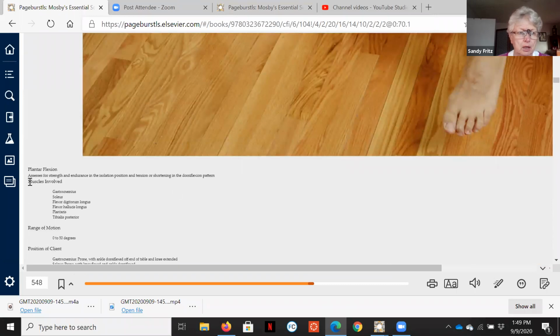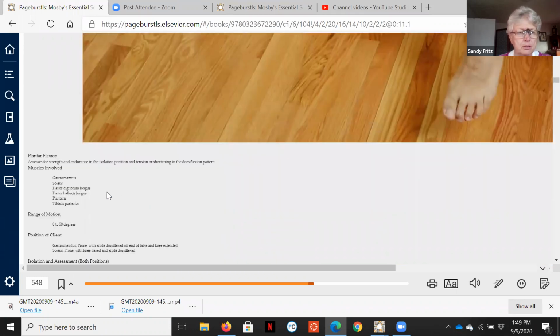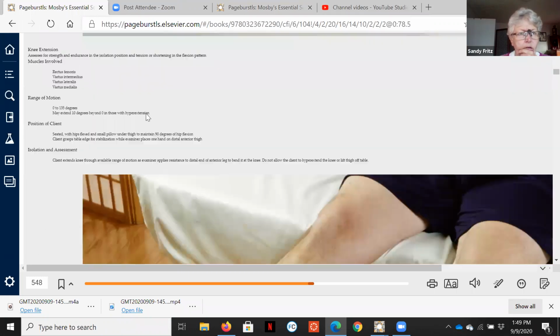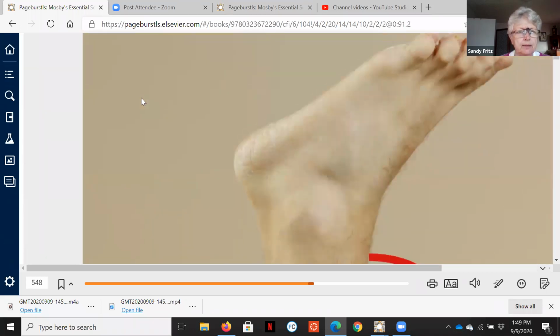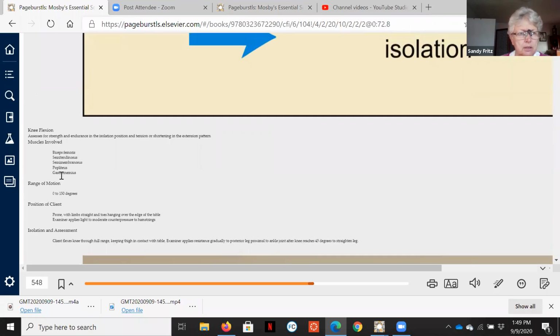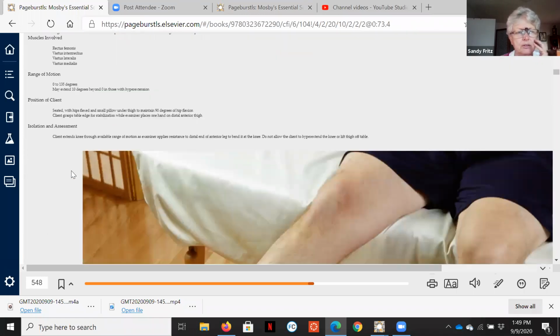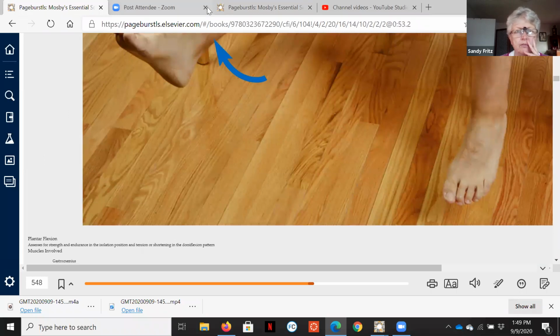Oh, okay. So here are those other muscles. Let's see. So here's extension. Nope, those other muscles aren't there. It was flexion that we had these. See? Gastrocnemius and popliteus. So we're going to have to continue to hunt down there for those.